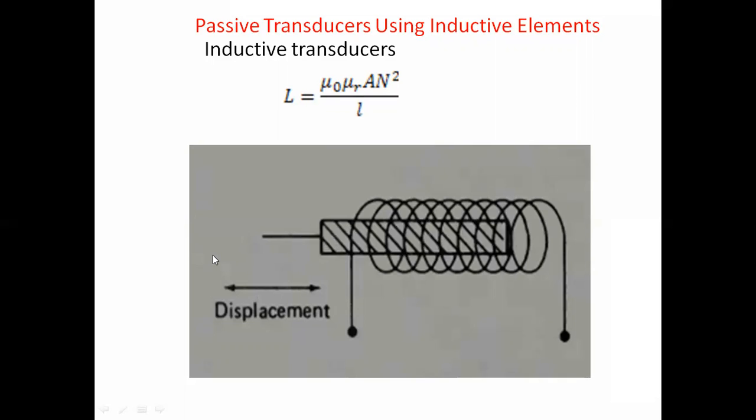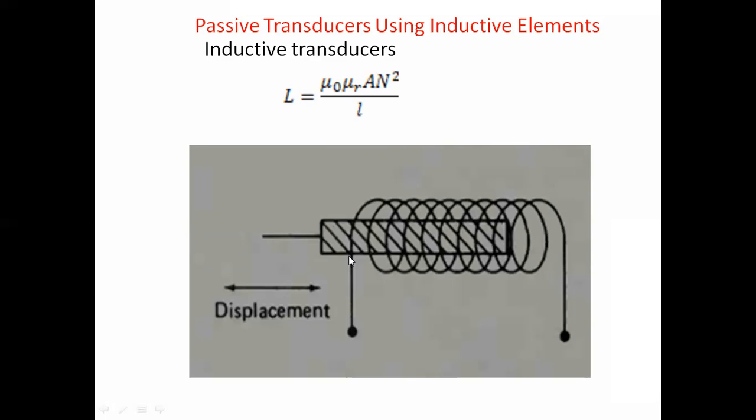If the displacement is applied in the forward direction, this core will also move in the forward direction. Due to that, the flux linkages with the coil will change. Due to that, EMF will be induced. That EMF corresponds to the applied displacement. So like this, we can find out the inductive transducers based upon the permanent magnet.